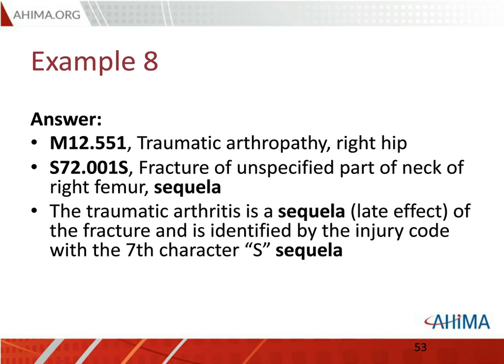The traumatic arthritis is that sequela, or actually the late effect of the fracture, and it's identified by the injury code with the 7th character of the S. Now, if we knew the cause of this accident or how it happened, yes, we could use an external cause code. There really wasn't any information available in this example to assign the cause of that accident.